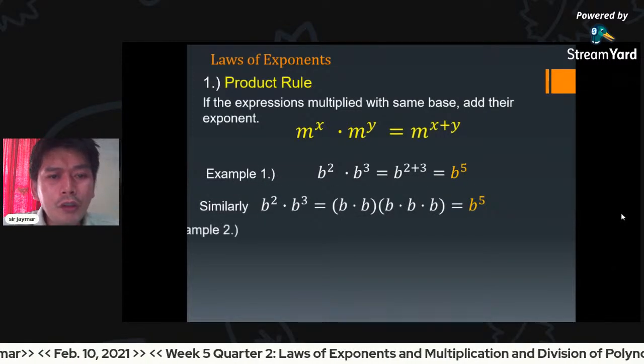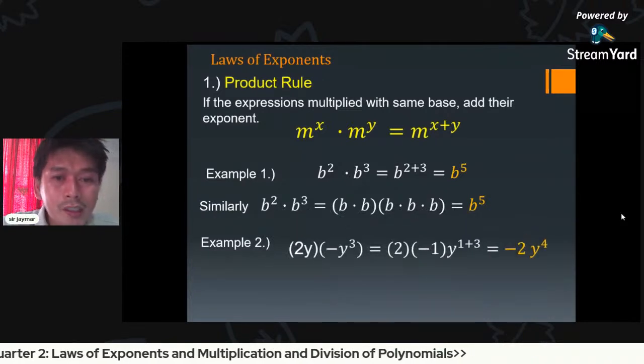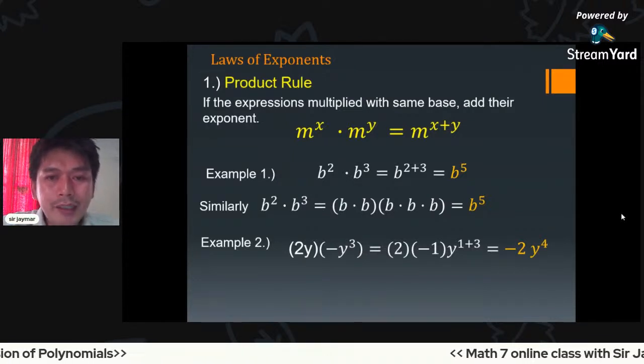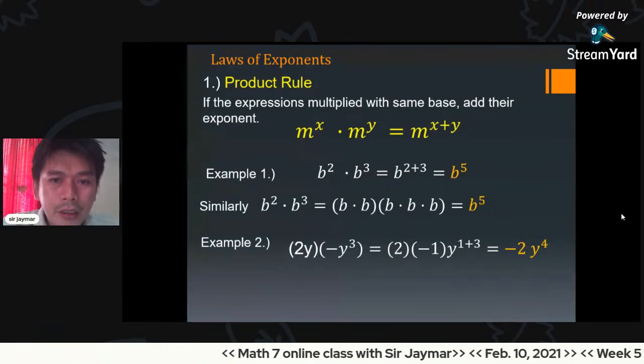You can solve this in another way. That is b squared times b cubed, that is b times b times parentheses b times b times b. How many b are there? There are 5 b, or b raised to 5.